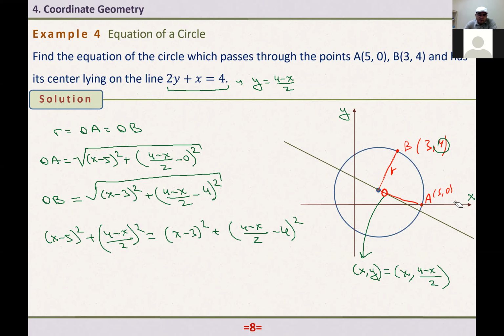Okay. So if we solve this, we know how to solve this. We can get the value of x. If I substitute here, we will get the x coordinate and y coordinate of the center of the circle. And if you substitute in either the first equation or second equation, we will get the radius of the circle. And after that, using this information, we can write the equation of the circle. Okay?